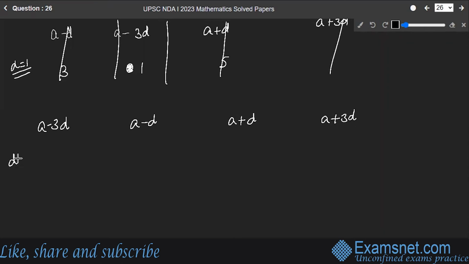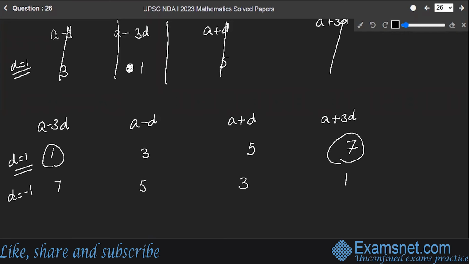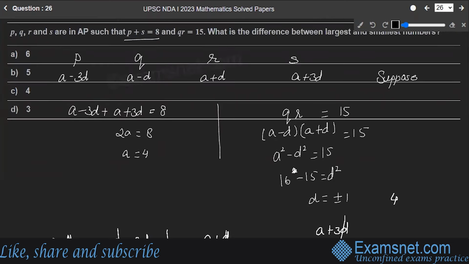So if I'm taking D is equal to 1, the numbers will be 1, 3, 5, and 7. Next, if I'm taking D is equal to minus 1, the numbers will be 7, 5, 3, 1. In any way, the largest number of the AP is 7 and the smallest number is 1. And the difference between them is equal to 6. That means this is the correct answer for our question. Option A is the answer.